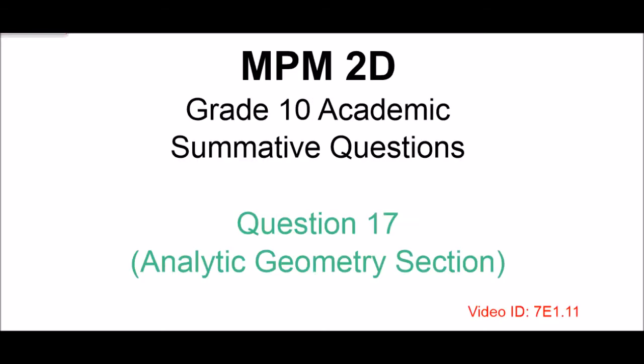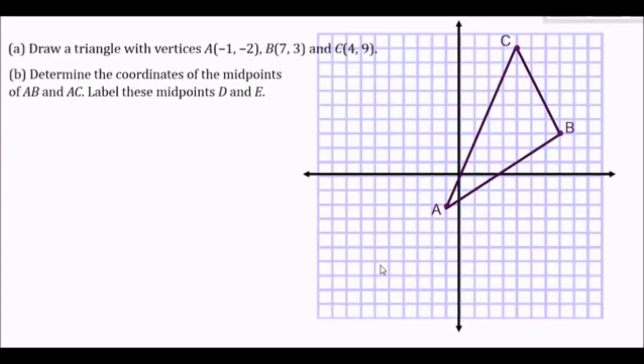This video is for grade 10 students who are working on the questions in the summative. It is question 17 from the summative package from the Analytic Geometry section. And this question actually has 5 points, A, B, C, D, and E, all of them to do with this triangle ABC. And the first question just says to draw the triangle, so I did that already for you in advance just to make it nice and neat, and because I know that you can all draw triangles.